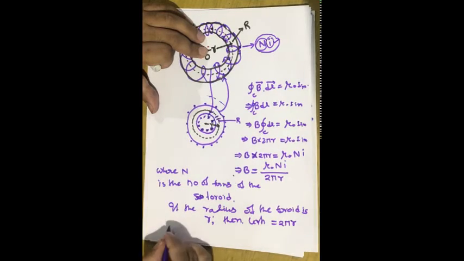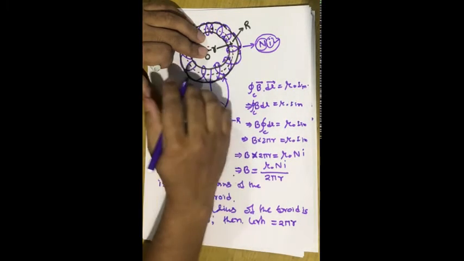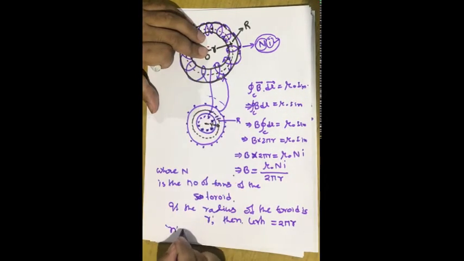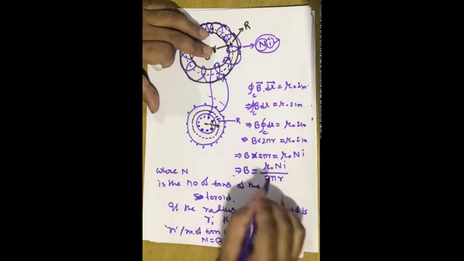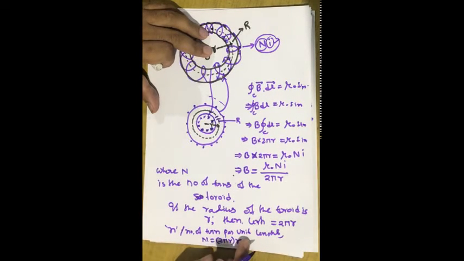Okay, so if small n is the number of turns per unit length, then capital N is nothing but twice pi small r into small n. Okay, so we can put this value there.